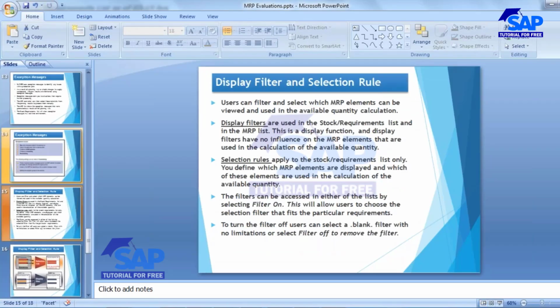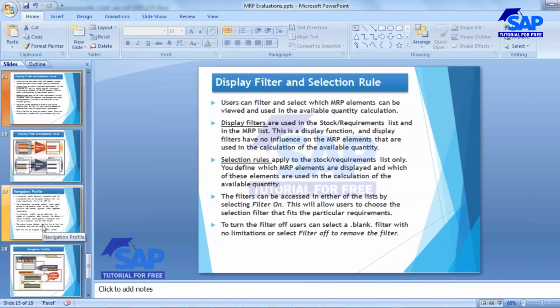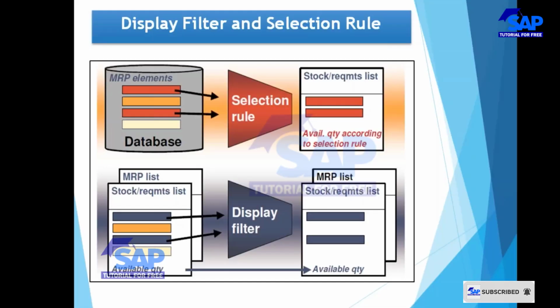Now comes your display filter and selection rule. Users can filter and select which MRP elements can be viewed and used in the available quantity calculation. There are two options: one is the display filter and the other is the selection rule. So what is this display filter? What is this selection rule? We'll understand. The display filter is basically a filtering of the MRP elements, whereas the selection rule is also a kind of filter, but there the available quantity will get calculated. I'll show you the difference between these two.